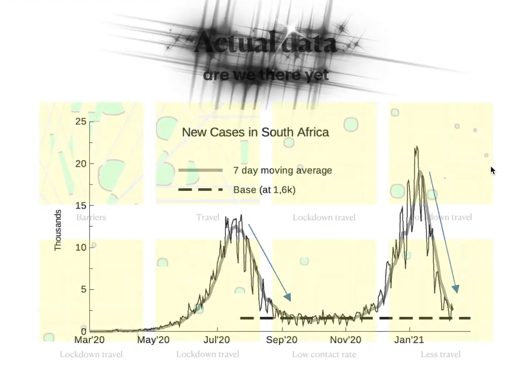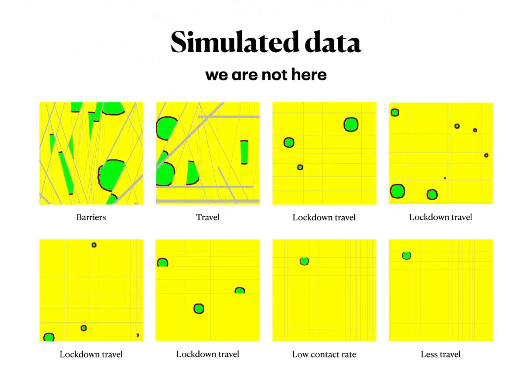Let's look at some simulations. I did a lot of simulations with different parameters. I chopped up the country with different random barriers that I generate, to reflect the way South Africa is split up in terms of geographic locations and urban populations, stuff like that. Then I would allow the pandemic to spread in these areas and also allow for travel between these areas.